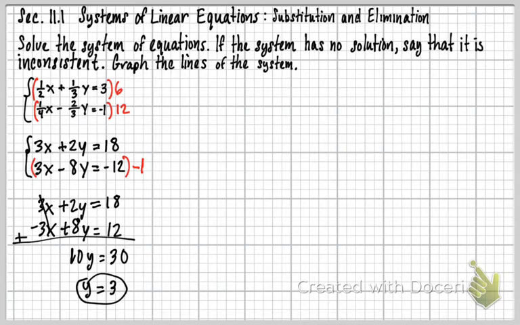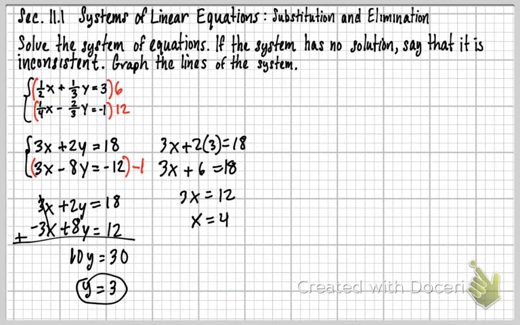So again, we have to find the x as well. So which one do we sub it into? I'm going to use one of these new ones we created here, and I'm going to put it in the top one. So 3x plus 2, and then I put the 3 in for y, equals 18. So that's going to be 3x plus 6 equals 18. And then subtract 6, so 3x equals 12. And then divide by 3, so x equals 4. So my ordered pair will be, and I'm going to write it over here, 4, 3. So there's the answer to this problem.